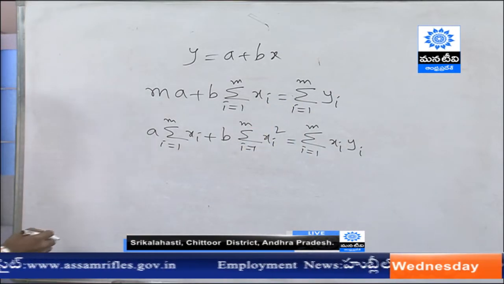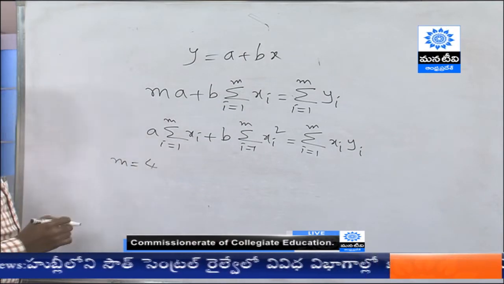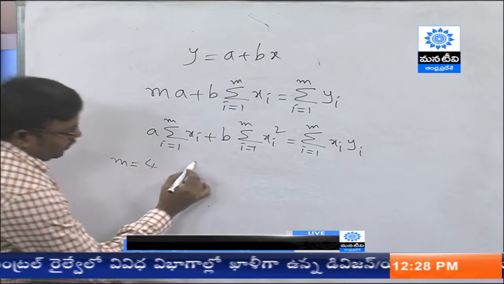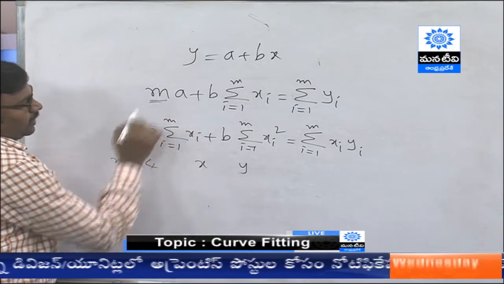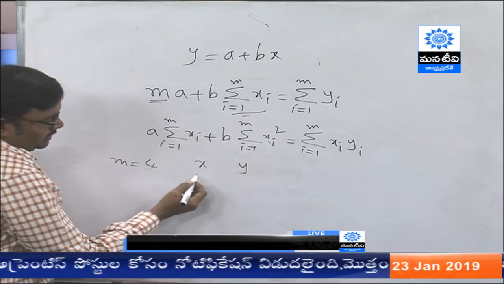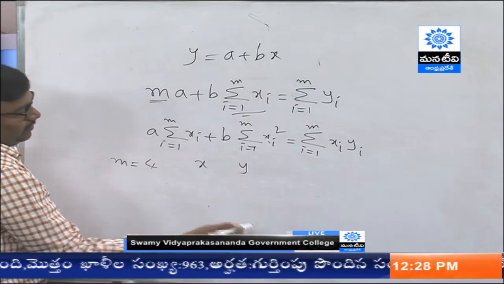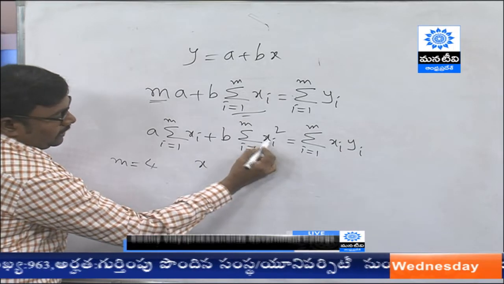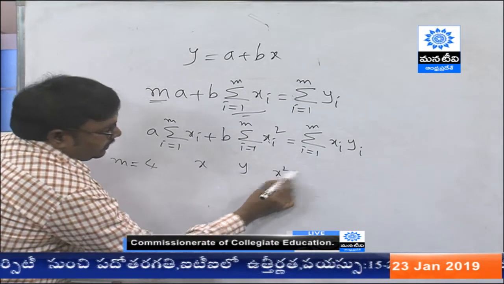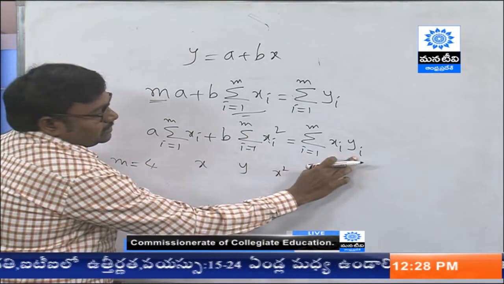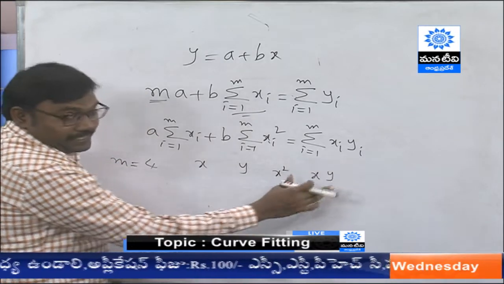So, here only 4 data values are given, means m equal to 4. So, x, y, what we need to know, m is okay. Σx_i means the sum of all values of x, Σy_i means the sum of all values of y. Still we need to evaluate the sum of x_i square, means x square, and another one is x into y.